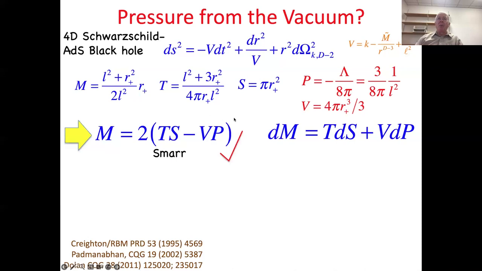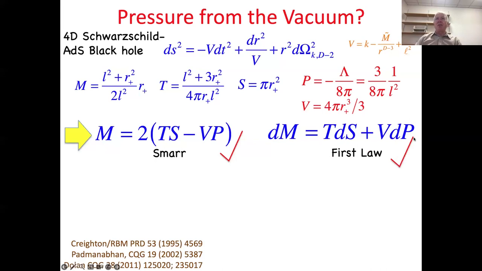This is called the Smarr relation, and it was pointed out in the 70s by Larry Smarr to hold for black holes with zero lambda, in which case P would be zero, and you would get M is 2TS. And for quite a while, people were puzzled by the fact that the Smarr formula did not work when you had solutions with a cosmological constant. But what failed to be realized is that the pressure was non-zero. And when you take that into account, the Smarr relation is satisfied, as is the first law.